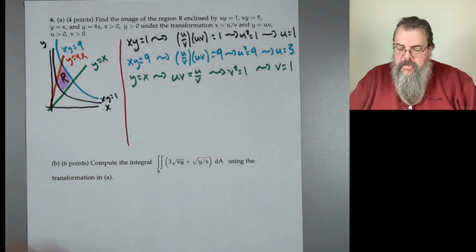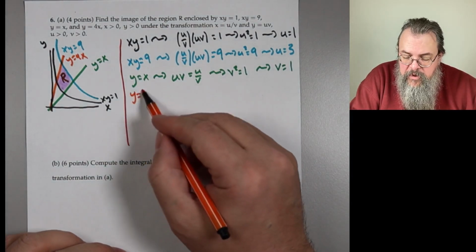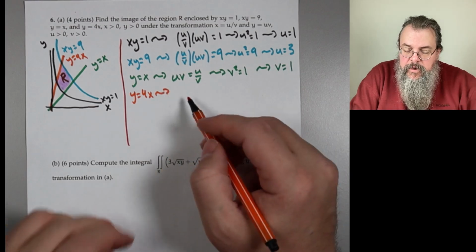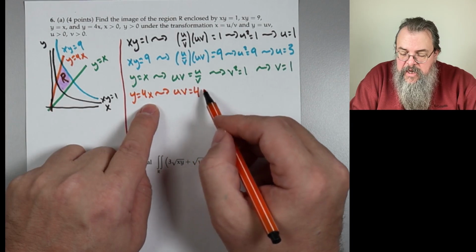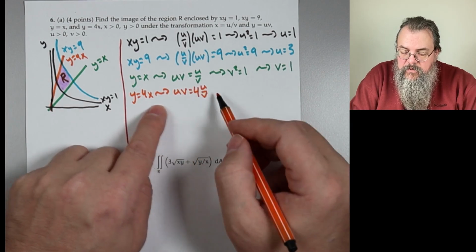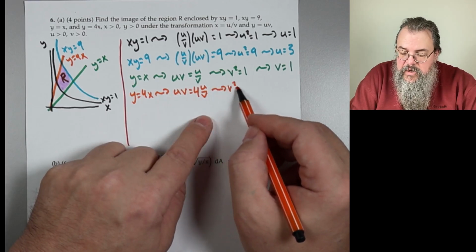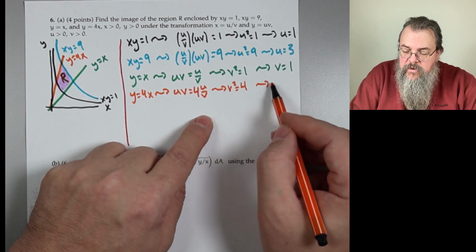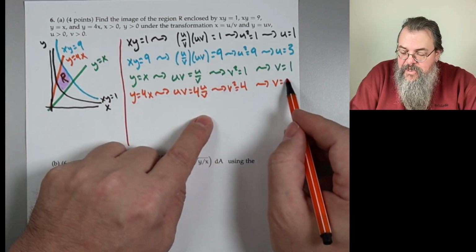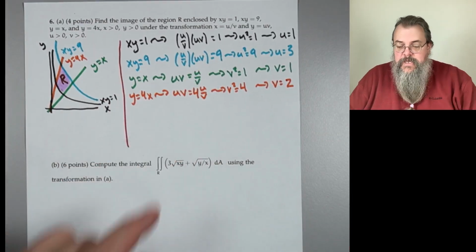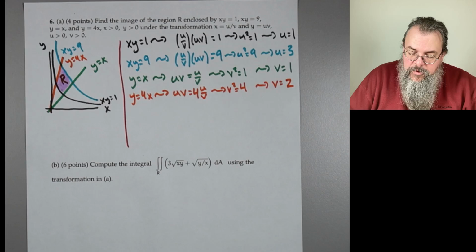All right, and then finally, we have y equals 4x. Okay, everywhere you see a y, put u times v. Everywhere you see an x, put a u over v, and the 4 is the 4. Multiply by v, divide by u. You get v squared equals 4. So v equals plus or minus, but of course we don't need the plus. V equals 2. All right, so what does this tell us our region looks like?